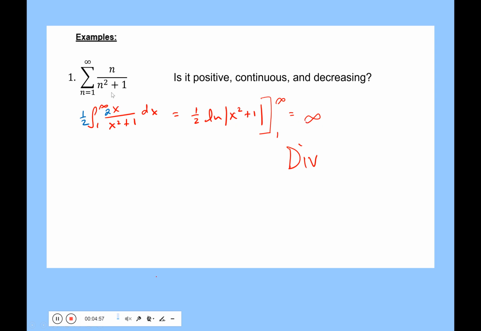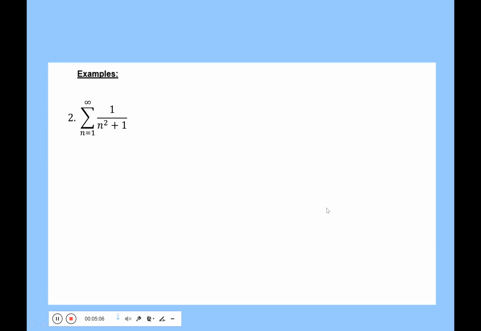Of course it does. So this integral equals infinity, which means the integral diverges, so therefore our series diverges. Okay? Look at the next one. Yes, you technically have to ask, is it positive, continuous, and decreasing? And it is. So let's look at the integral of this one.